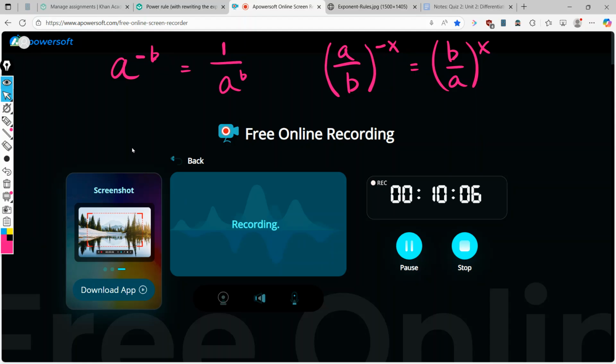A couple exponent rules real quick. If you have a to the negative b, that equals 1 over a to the b. You just take this, shift it into the denominator, and change the plus minus sign on the exponent. And if you have a over b to the negative x and you take the reciprocal, it becomes b over a to the positive x.